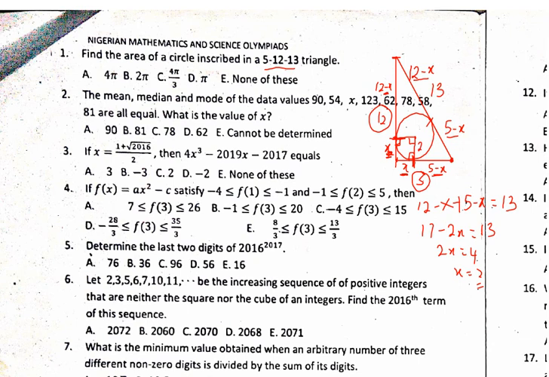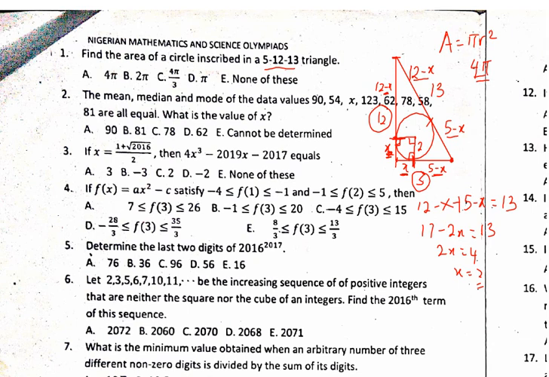The question says find the area of the circle. If the radius is 2, what's the formula for the area of a circle? That's pi r squared. So our r is 2, 2 squared will give us 4. So it means the area is 4 pi. Okay, that's the solution to that particular one.